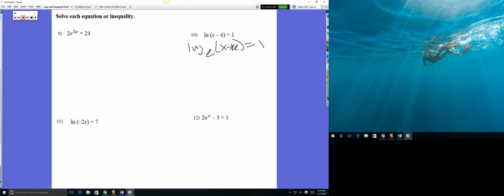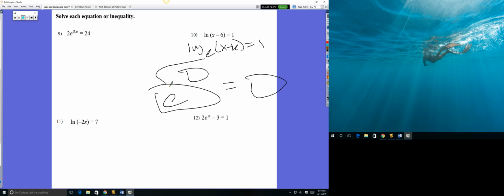Okay, x is tied up into this log. The only way you can undo it is to morph it to an exponent. So it's going to be e. You need a base, you need an exponent, you need what it equals. That's the base. e to the 1 equals x minus 6. Ditch the minus 6. Plus 6, plus 6. So you do on your calculator e plus 6. And you have x is equal to like 8.718.